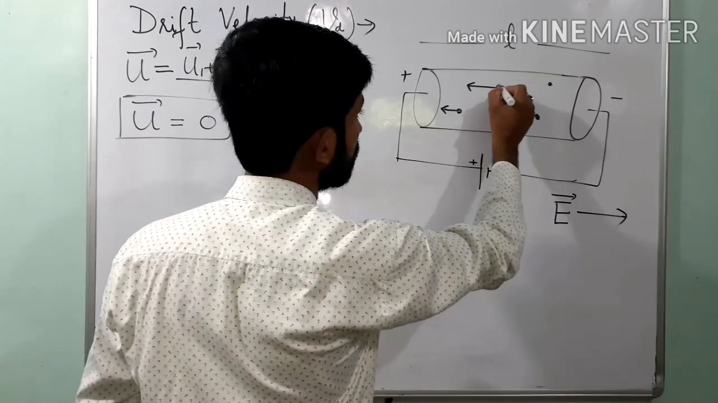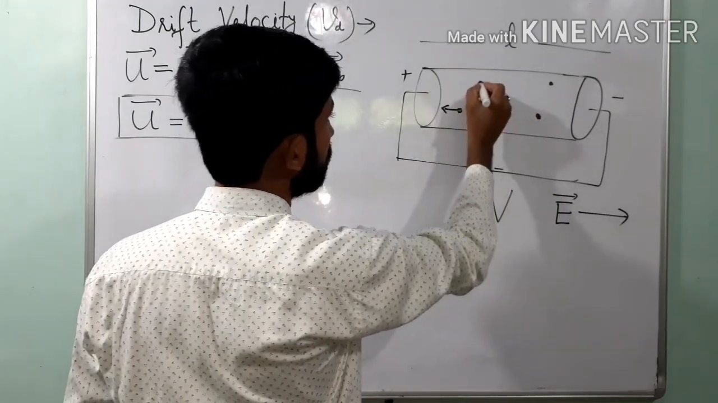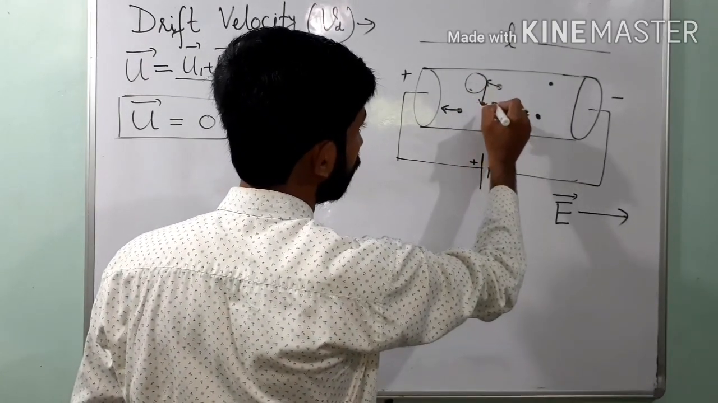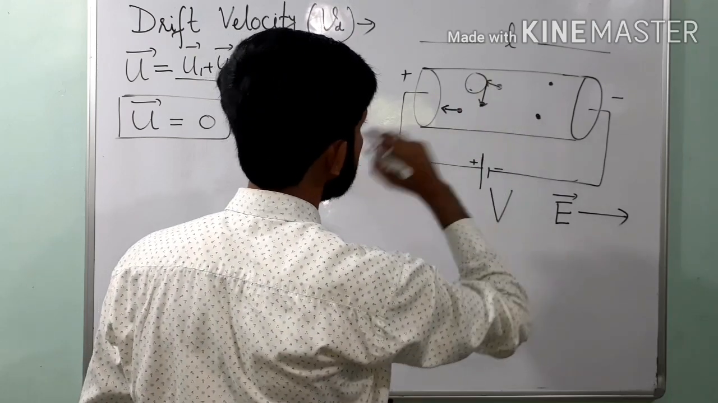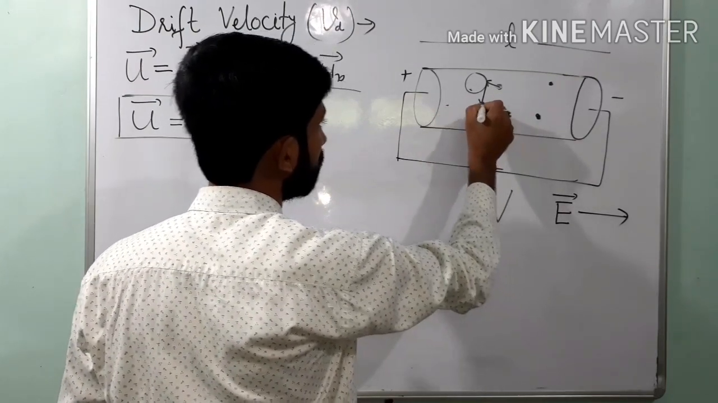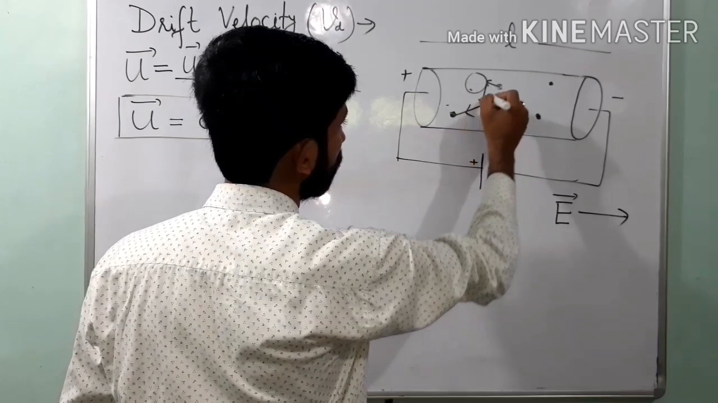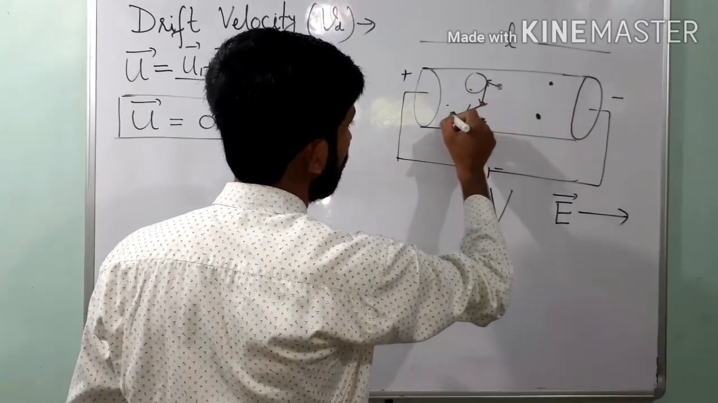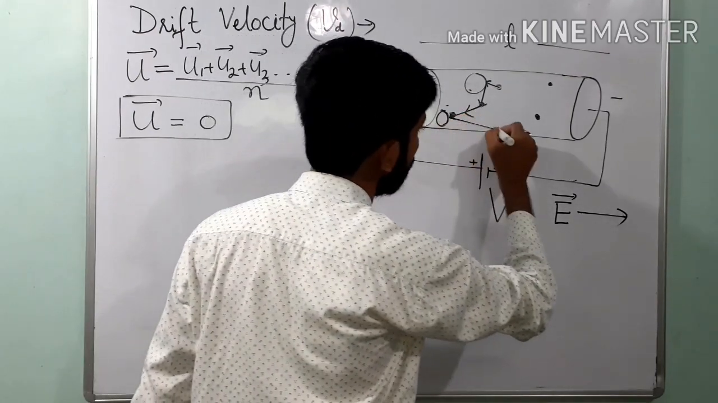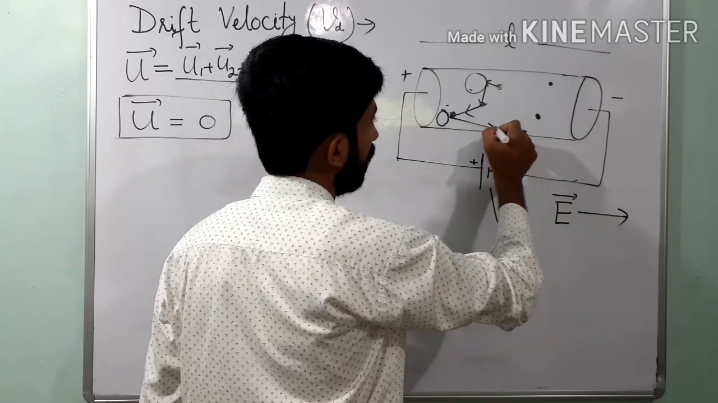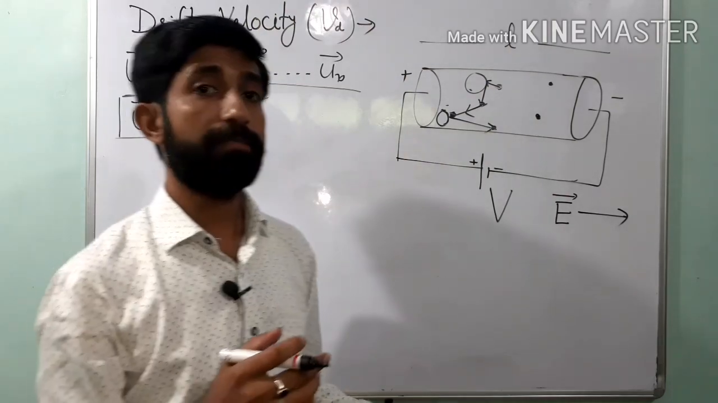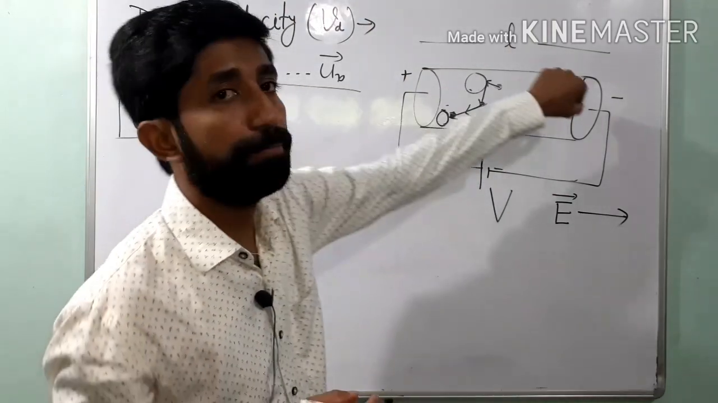Now this electron, while going in this direction, suppose it collides with a big ion and gets reflected this way. Here it again collides with one more electron and is deflected in this direction. Again it meets a big positive ion, which reflects it in the backward direction. However, the electric field will exert a force on each and every electron.